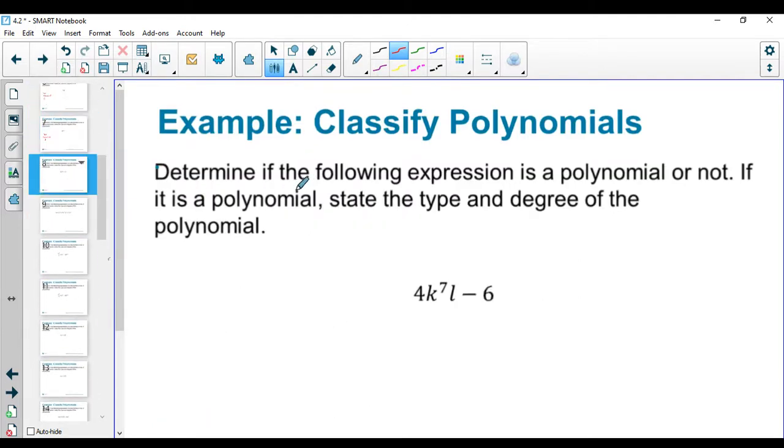Okay. This one, same thing. We don't have any variables with a negative exponent or anything. We have a -6, but that doesn't matter, right? But now we just have two terms. So that's going to be a binomial. And the degree is still, the highest is 7 plus 1, which is 8. Not too bad.